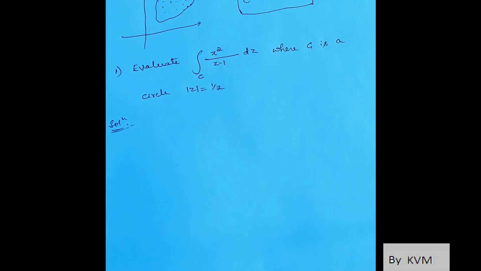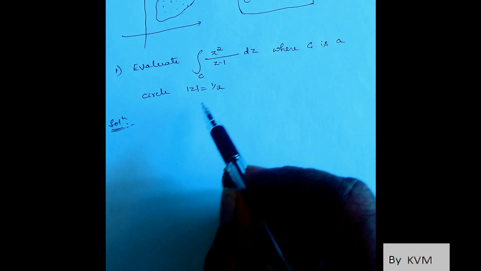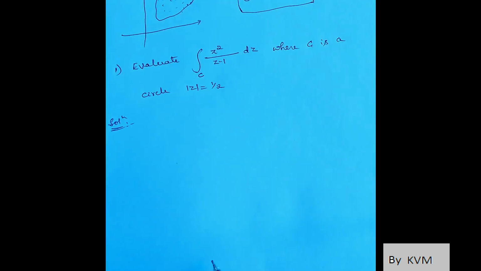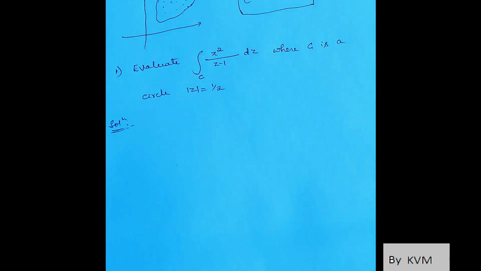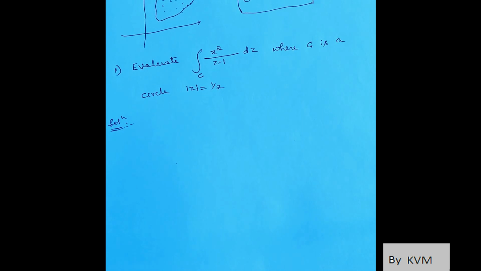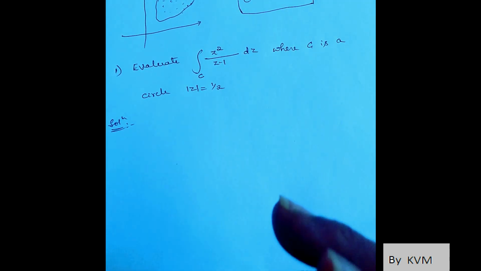Now let us solve the problem. Evaluate the integral of z square by z minus 1 dz over a closed curve C, where C is the circle mod z equals 1 by 2. If you try to solve this problem directly, it is very difficult. So it is better to apply Cauchy's theorem so that the simplification will become easy.